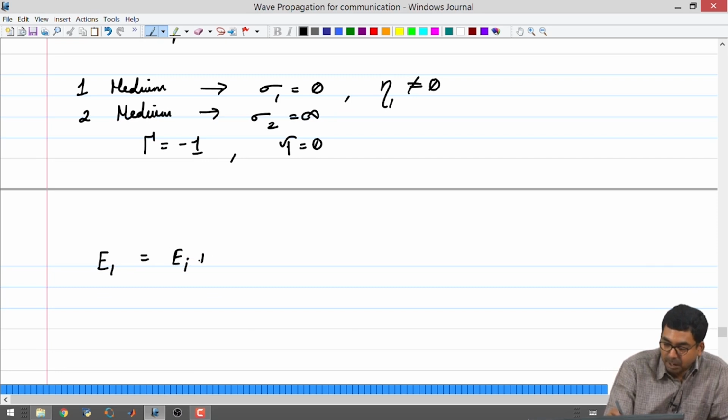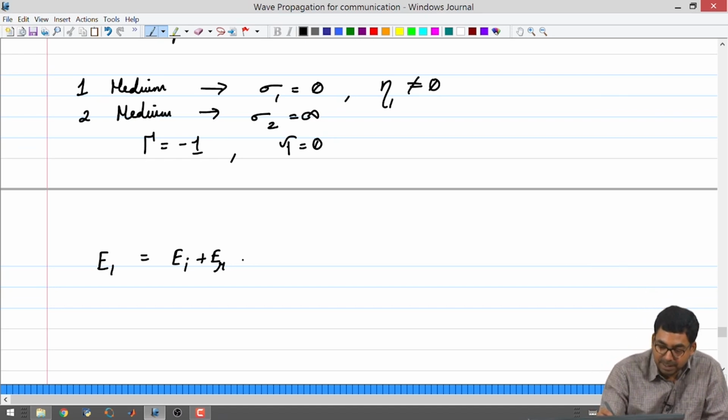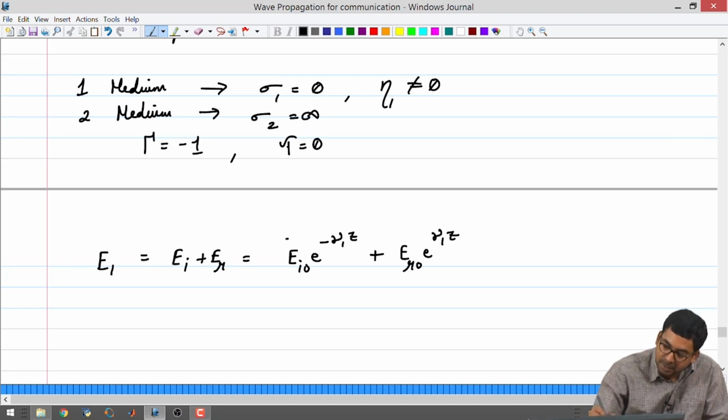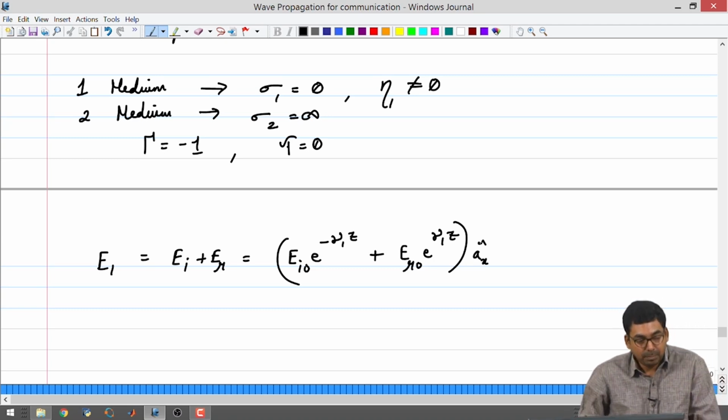in medium number 1 to be equal to EI plus ER, right? So, you are going to have an incident field. Let us say that EI naught e to the minus gamma 1 z, plus you are going to have ER naught e to the plus gamma 1 z, and they are going to be oriented along the x direction.